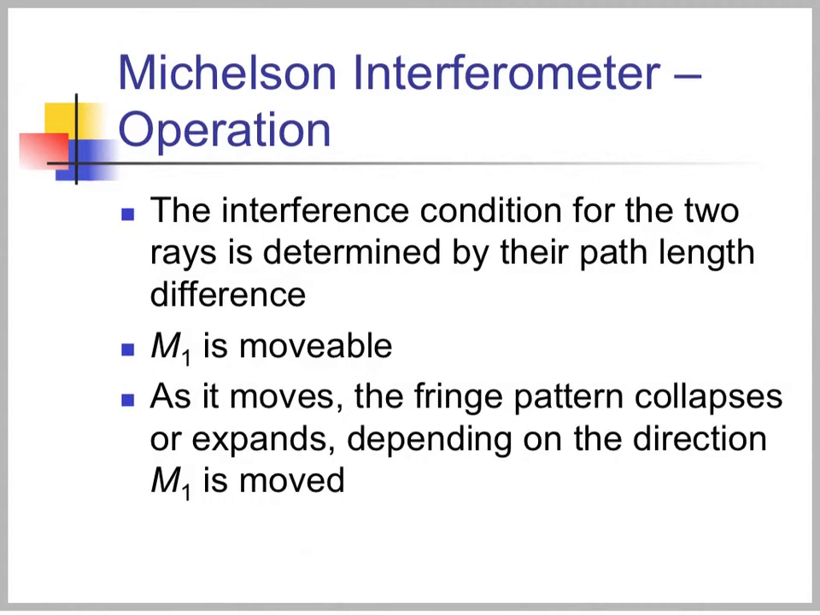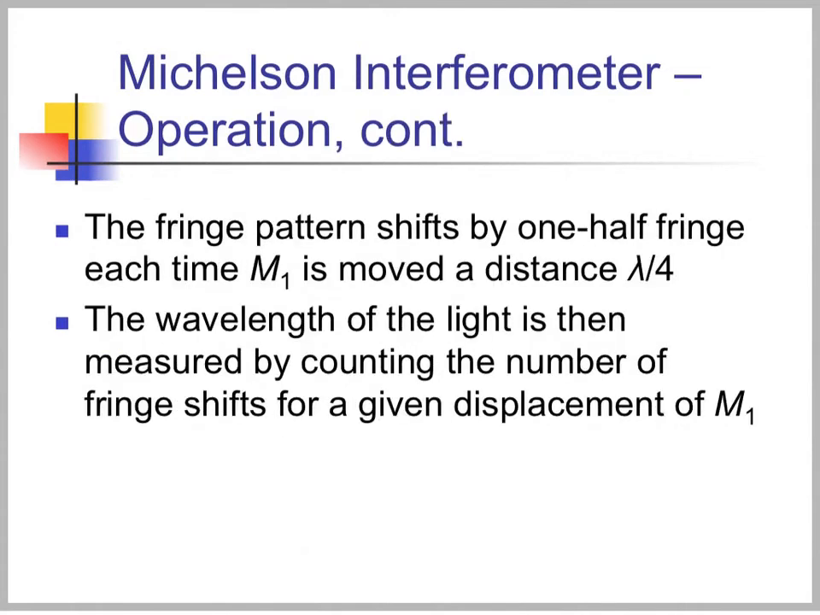So one of the mirrors is movable. As it moves, the fringe patterns of bright and dark bands collapses or expands depending on the direction M1 is moved. The fringe pattern shifts by 1/2 a fringe each time M1 is moved a distance of lambda over 4. So the wavelength of the light is then measured by counting the number of fringe shifts for a given displacement of a mirror.